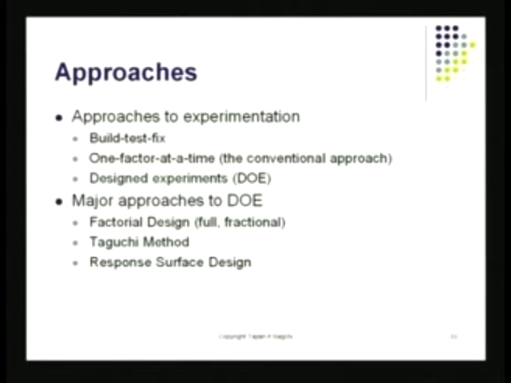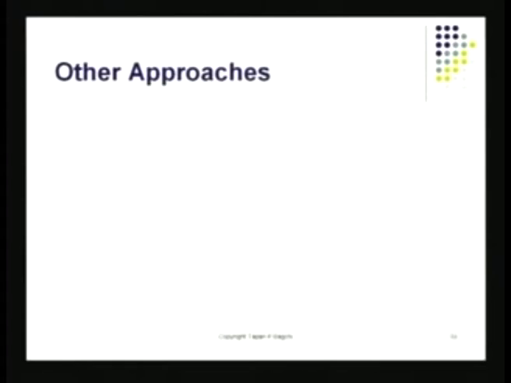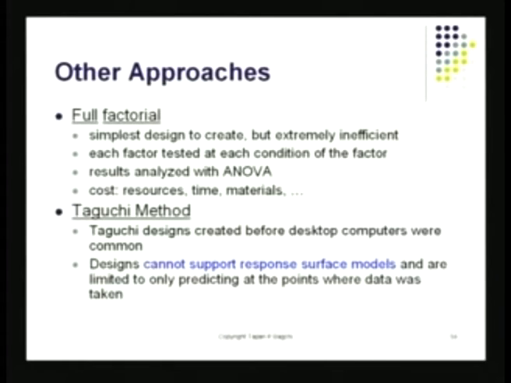What are the different approaches? I already showed you build to test, build, test and fix, one factor at a time trials and DOE trials. I'm going to expand on this a little bit, and also give you some examples of factorial designs, the Taguchi way of designing experiments, and the response surface method. Other approaches were also there.